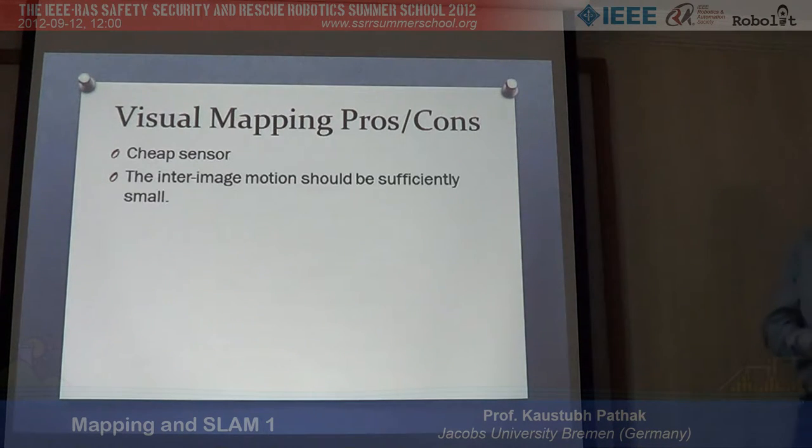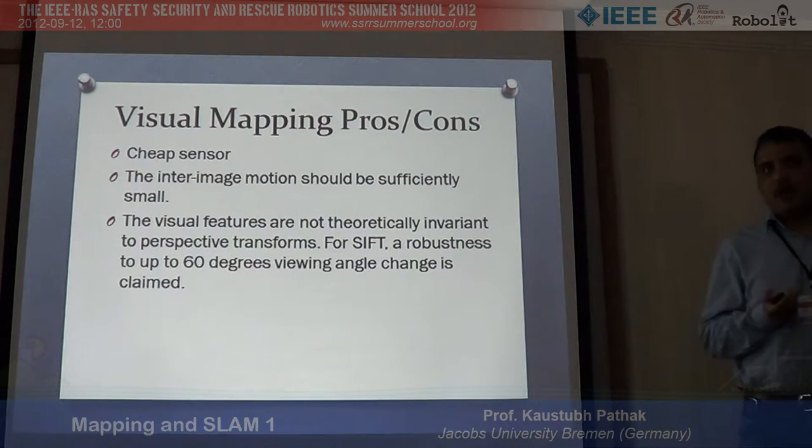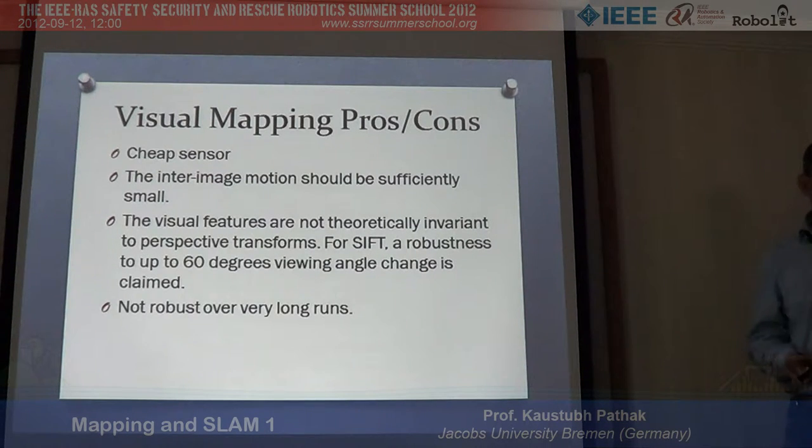So the pros and cons of visual odometry: it uses a cheap sensor. The inter-image motion should be sufficiently small. The visual features, even theoretically, are not invariant to perspective transformations. In SIFT, for example, it is claimed that it is robust up to 60 degrees of viewing angle change. However, for really far away scans, like I showed you, which we took using our slow but large field of view sensors, the amount of viewing angle change is much bigger than this, so visual odometry is not applicable there. It is considered not robust for very long runs.